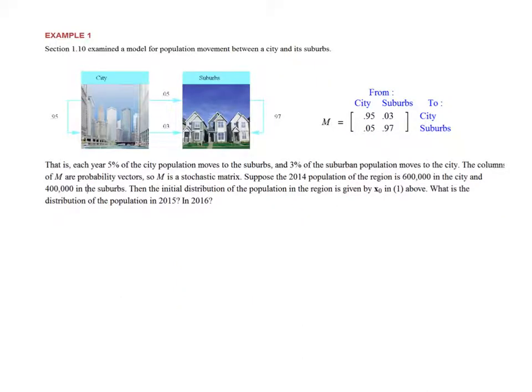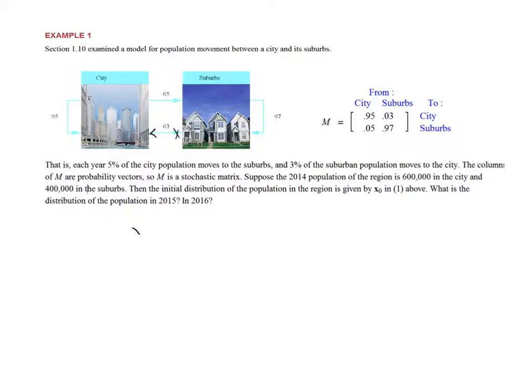Okay, so here in our first example is that exact problem that we looked at back in section 1.10, where we have 95% of the people that live in the city stay in the city, 5% move to the suburbs, 97% living in the suburbs stay, and 3%, and my arrow points the wrong way here in the picture, 3% move into the city. Then we've got our migration matrix over here on the right, and the 2014 population is 600,000, 400,000, like we were just talking about on the last slide. Then the initial distribution of the population in the region is given by x naught from before.